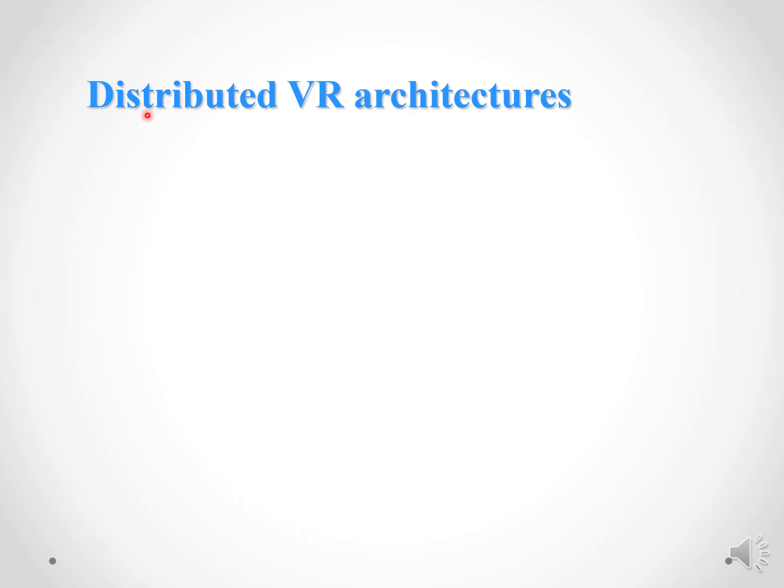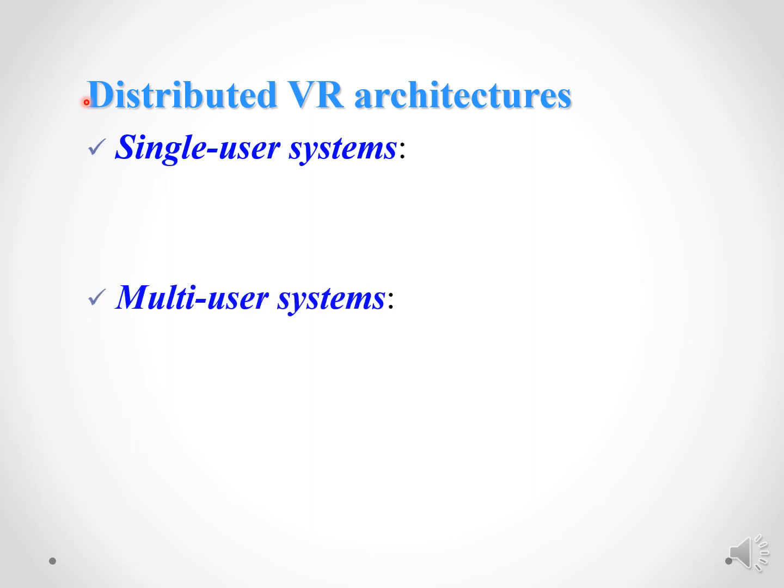Distributed VR architecture. So what is distributed? Distributed means that processing and data are spread out over multiple computers, usually over a network. Basically, this distributed VR architecture can be divided into either a single user system and a multi-user system. There are two types of this distributed VR architecture, single user and multi-user.